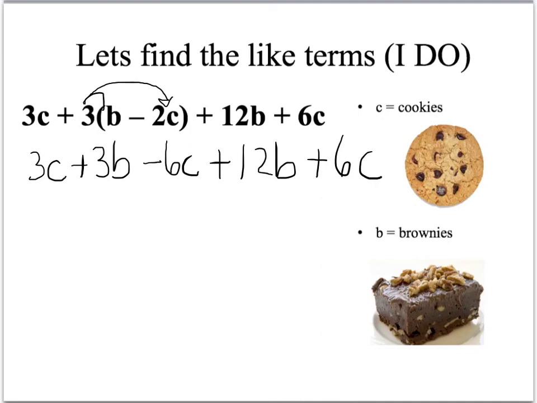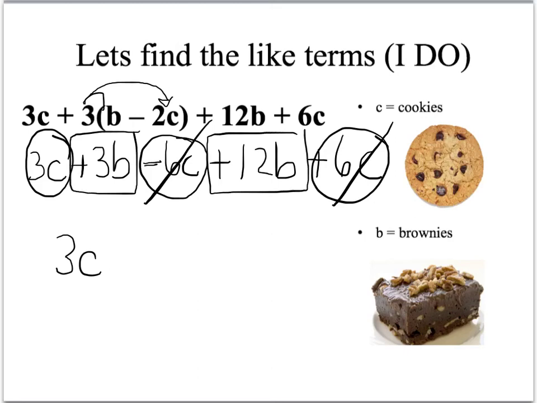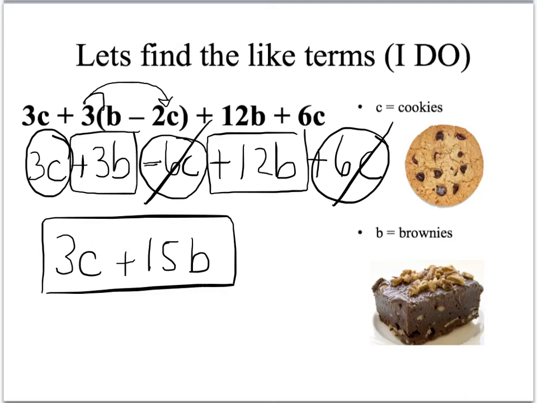Now I can combine the ones that are the same. So all of the c's I can combine. 3c, negative 6c, and positive 6c. Remember, when you're circling them, to include if it's negative or positive, okay? So I have here negative 6c and positive 6c is 0. So I only have 3c left over, okay? Then in the b's, I have 3b and positive 12b. So positive 3 plus positive 12 is positive 15b. Okay, and that's your final answer. So we've combined like terms here.